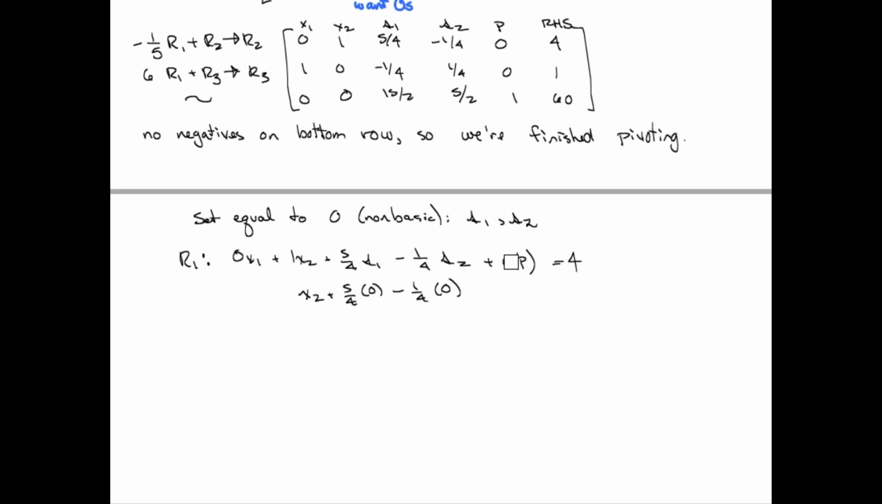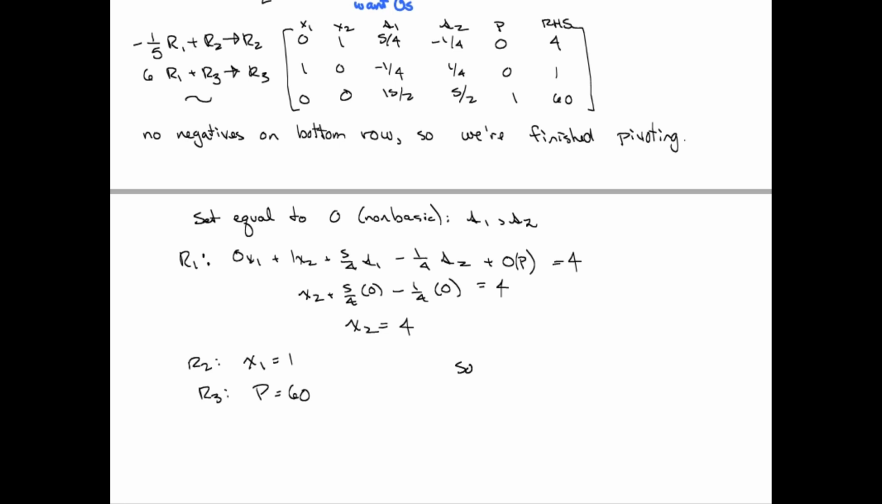And so now we have simply x2 is equal to 4. Do you see how you can read that right off the matrix? x2 is equal to 4. Now what about the next row? x1, see, there's the 1 in that x1 column, is equal to 1. So row 2 tells me that x1 is equal to 1. And then the third row tells me that P is equal to 60.